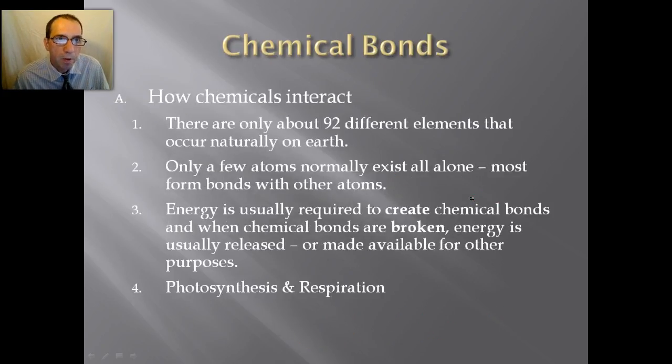All right, so the elements that we have, there are only about 92 of them that exist naturally on Earth. The others have been synthesized artificially in laboratories. There are only a few atoms that exist alone. Most of them like to form bonds with other substances. The only things that don't like to form bonds with other atoms are called the noble gases.